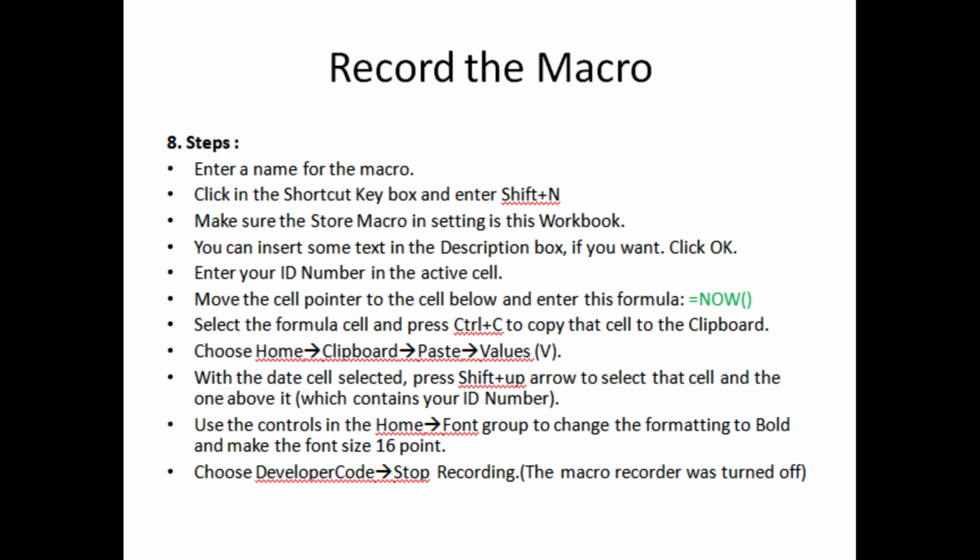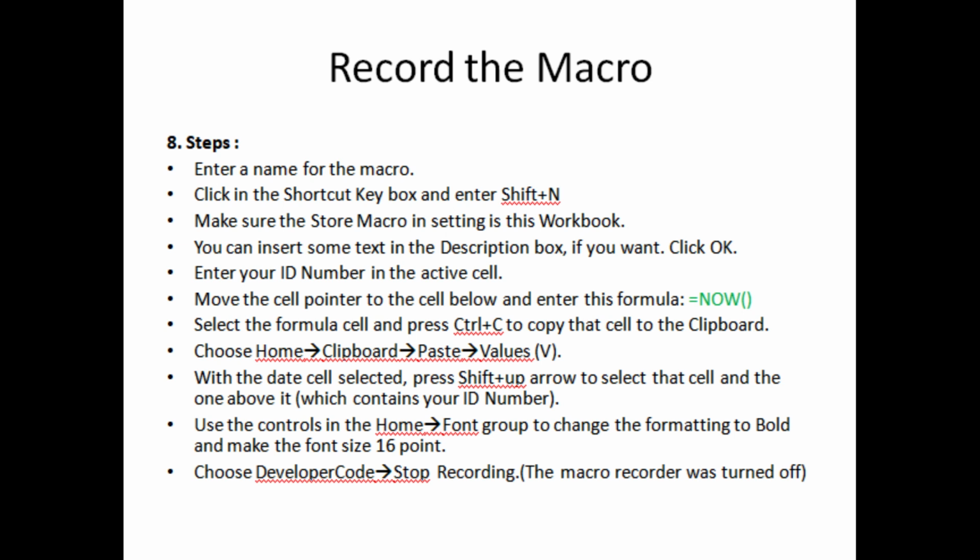Step 11. Select the formula cell and press Ctrl+C to copy that cell to the clipboard. Step 12. Choose Home, Clipboard, Paste Values, V. Step 13. With the date cell selected, press Shift+Up arrow to select that cell and the one above it, which contains your ID number. Step 14. Use the controls in the Home Font group to change the formatting to bold and make the font size 16 point. Step 15. Choose Developer, Code, Stop Recording.